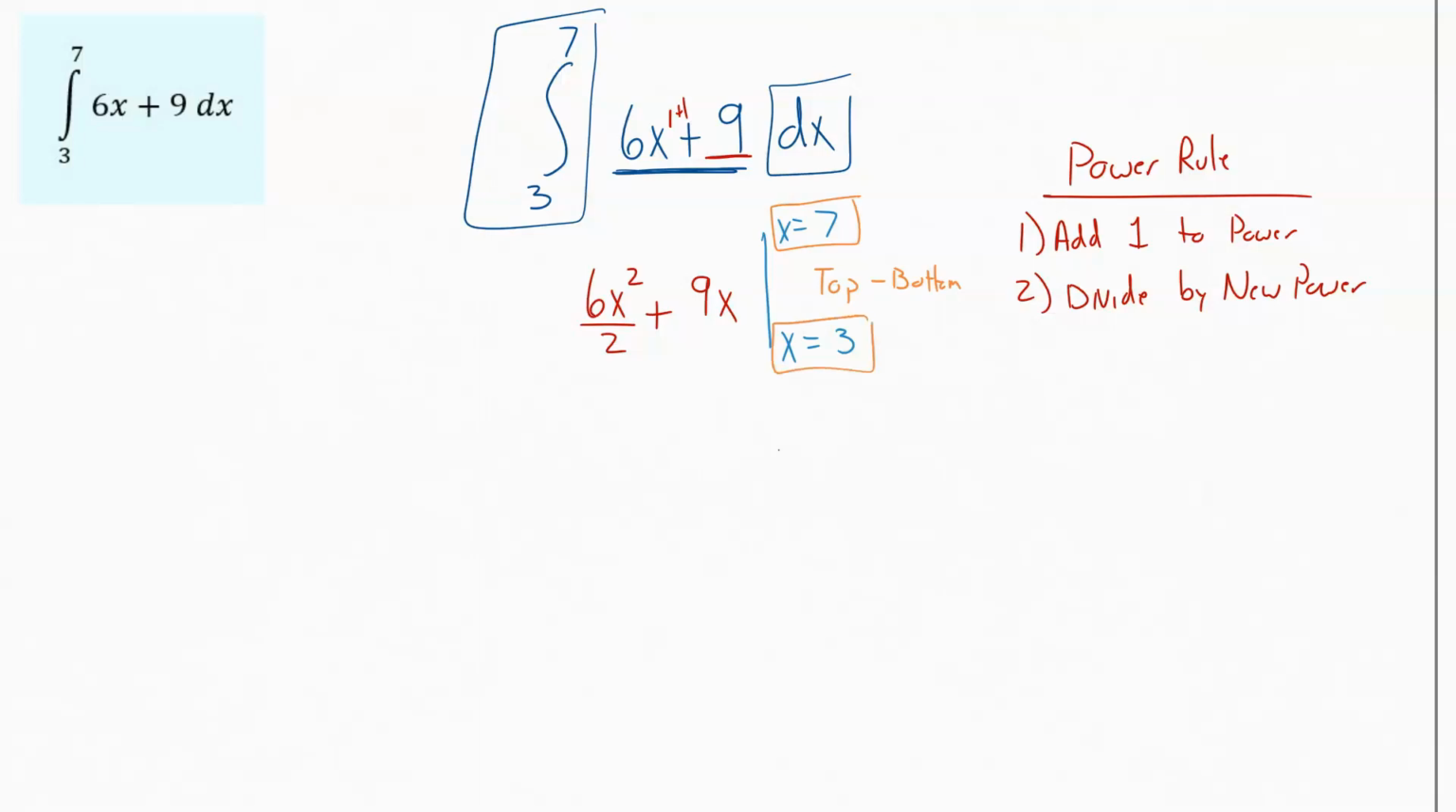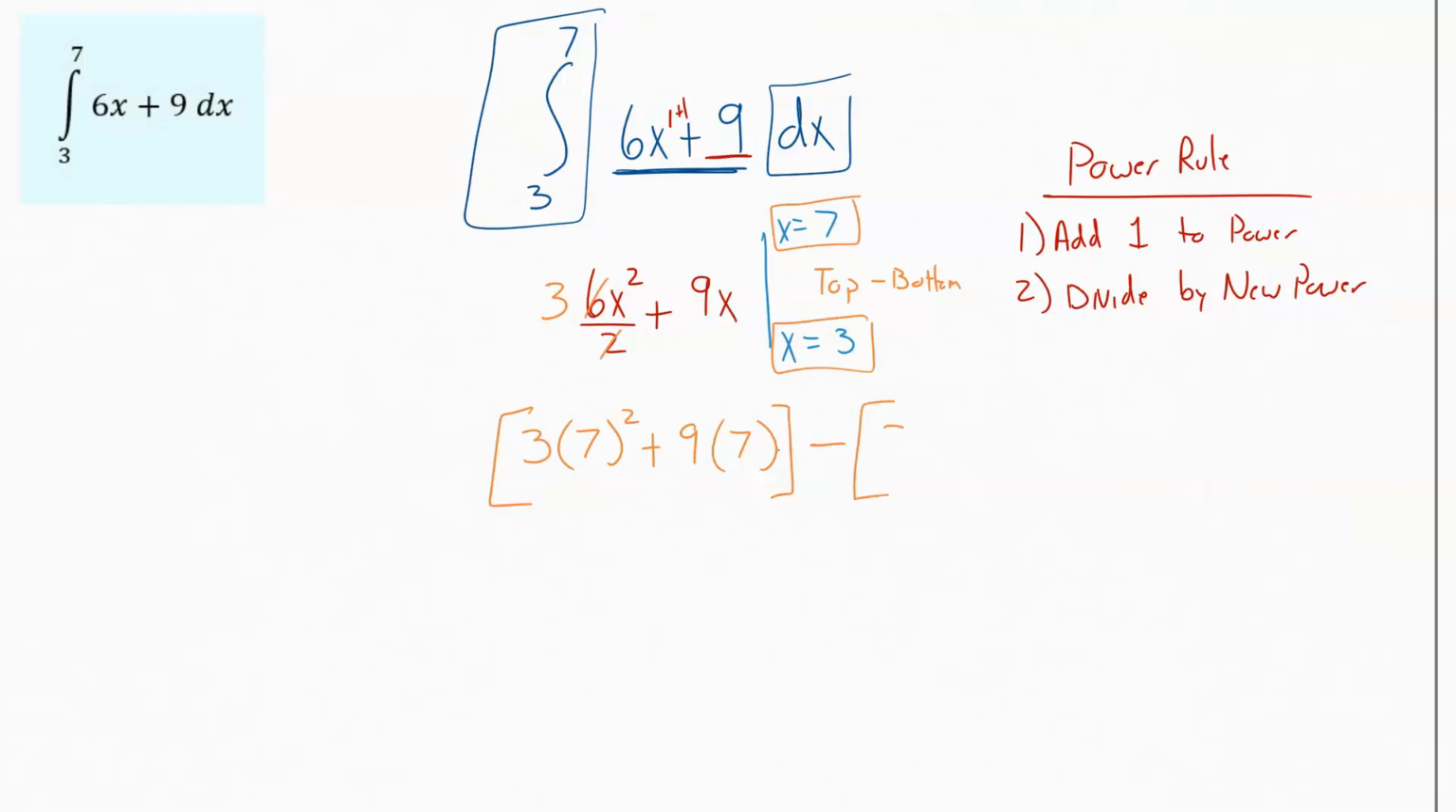So coming through here, we really can kind of clean this thing up. The 6 and the 2 would cancel, leaving us with 3x squared. So as much simplification as you can do, it's helpful. So we get 3, and then instead of x, we plug in our top value, which is 7 squared plus 9. And then again, plugging in for x, our top value, we plug in 7. So there's the top.